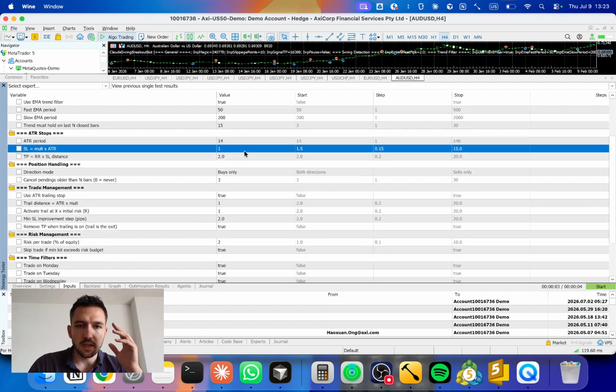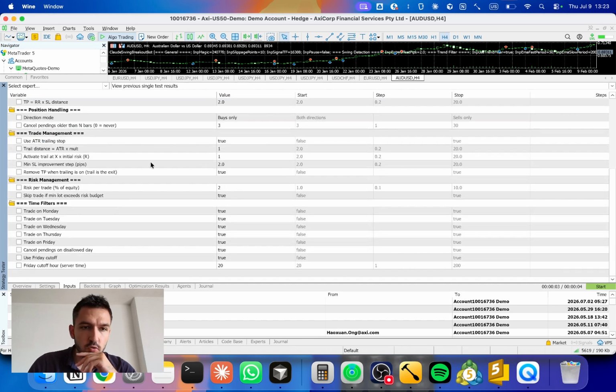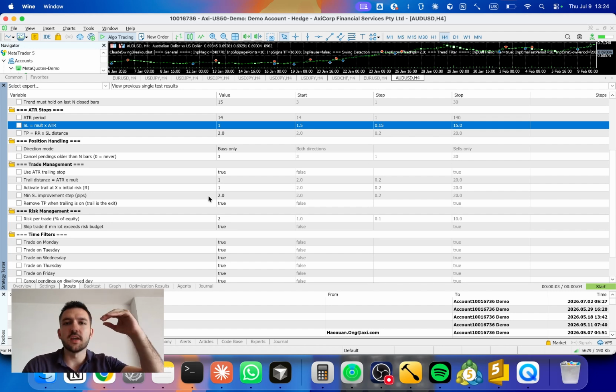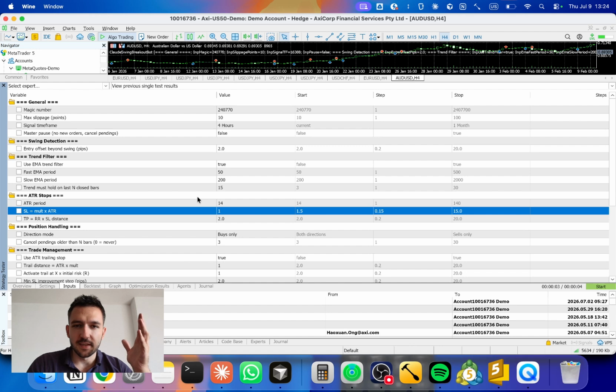The stop loss, I put like 1 ATR, it can be 1.5, it's very similar, okay? Trailing stop is gonna be true, and I changed the trail distance to be 1 ATR and to activate after 1 times the initial risk. So basically I simplified it a lot. It's 1 ATR all the time. 1 ATR stop loss, 1 ATR to start trailing and trailing with 1 ATR. So it's just super simple now. 2% risk, and I think that's it.